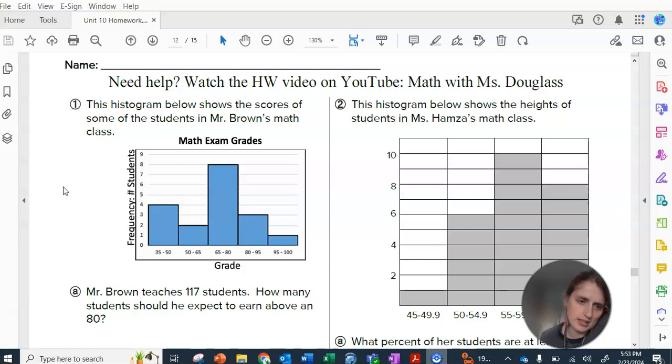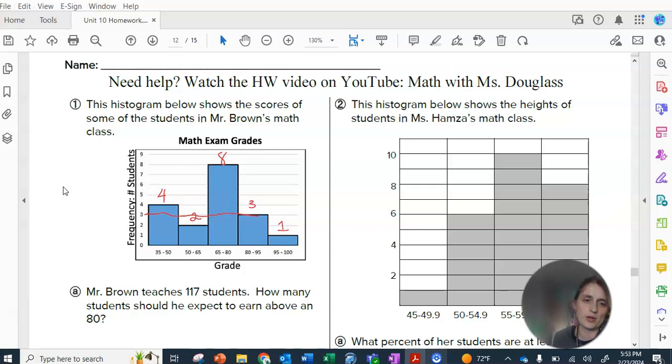I see that between 35 and 50 we have a frequency of 4. Between 50 and 65 we have a frequency of 2. 65 to 80 has a frequency of 8. We've got a 3. I'm pretty sure if you're ever stuck, you can draw as straight of a line as you possibly can. Yep, that's 3. Okay. And a frequency of 1. That for sure does not make 117. So let's add that up and figure out the total of that.